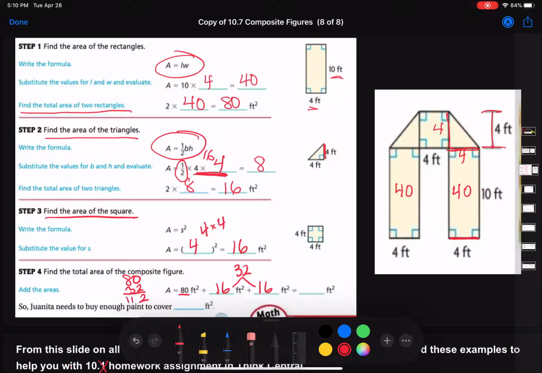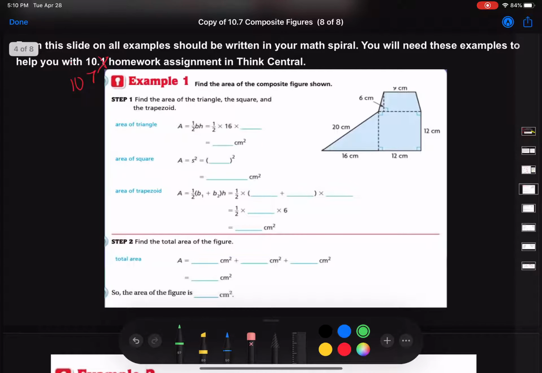Okay, and I'm going to get 112 feet squared. Okay, and there you go. So the entire area of all of this here, all of this is 112 feet squared. All right, next slide. So here's another composite figure.